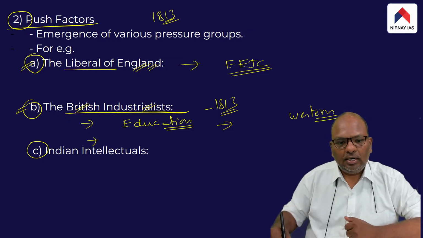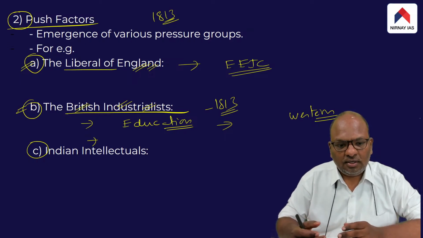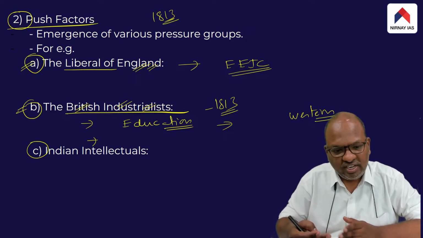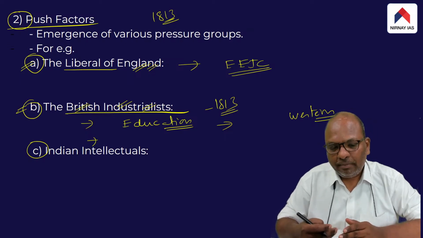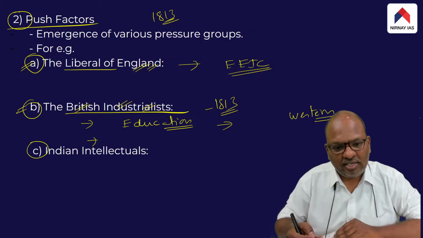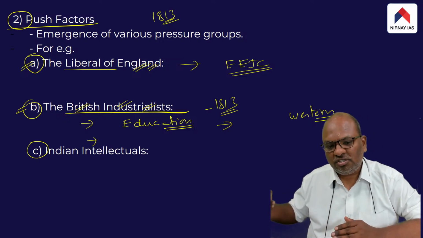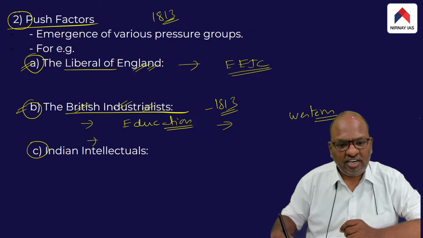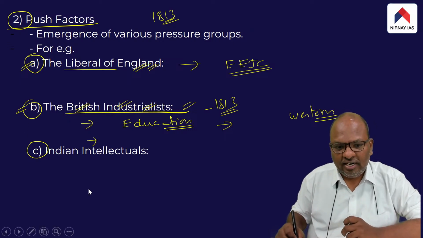So the British industrialists were of the view that the best way to sell British goods in India was by first promoting Western culture in India. And they argued that the best way to promote Western culture in India was by establishing Western educational institutions in the country. So the demand for the establishment of educational institutions in India also began to be raised by the British industrialists. So this became the second important group.